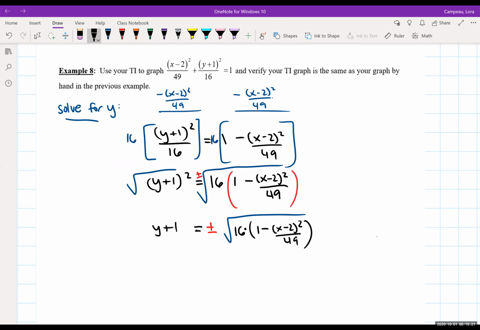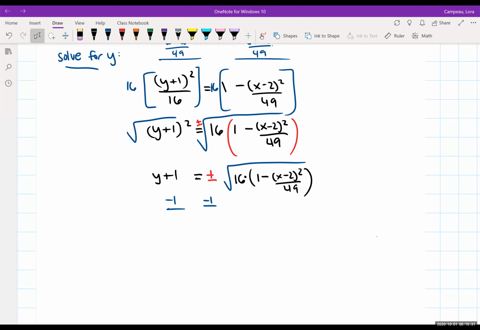We are almost there. The very last step is to subtract 1 from each side. And I'd be careful here because you're not really subtracting it from the radical. It's separate. So I should get y equals −1 plus or minus the square root of 16 times 1 minus (x − 2)² over 49. And so it is solved for y.